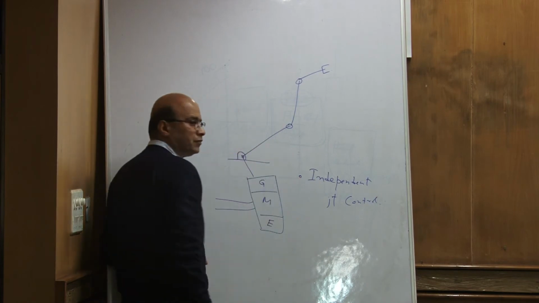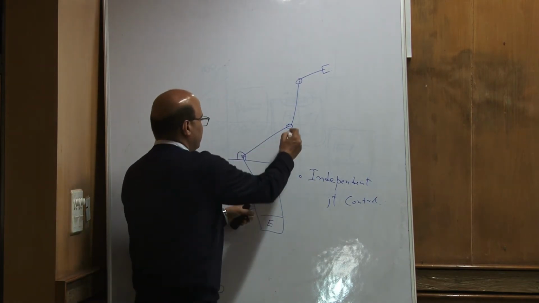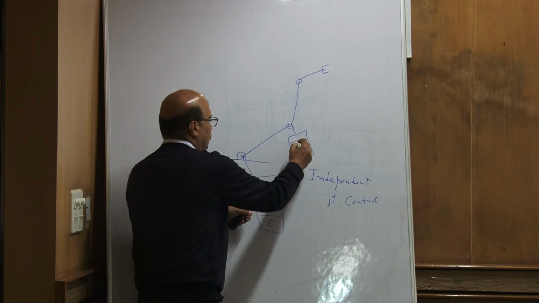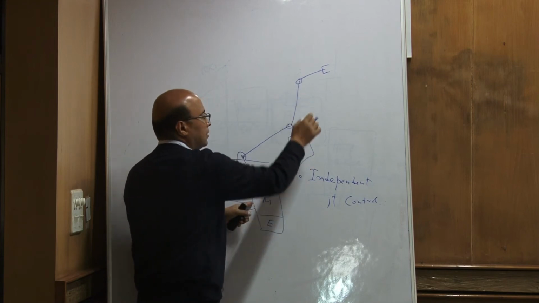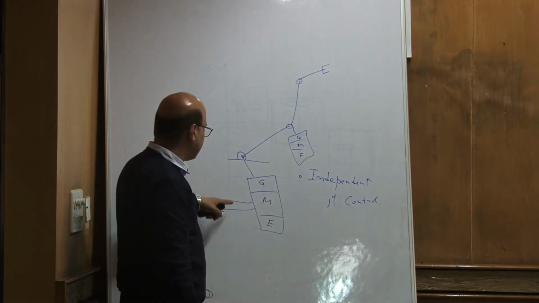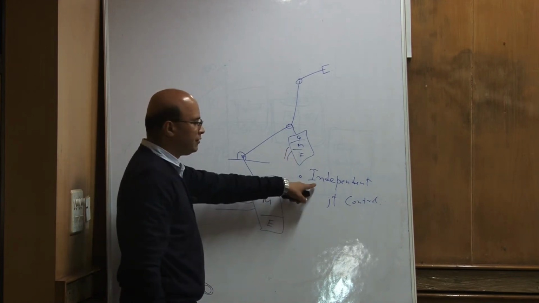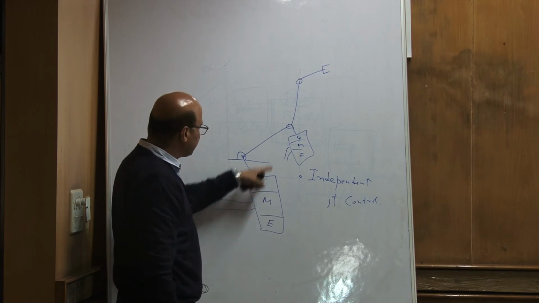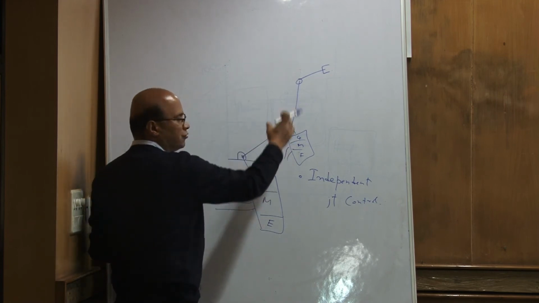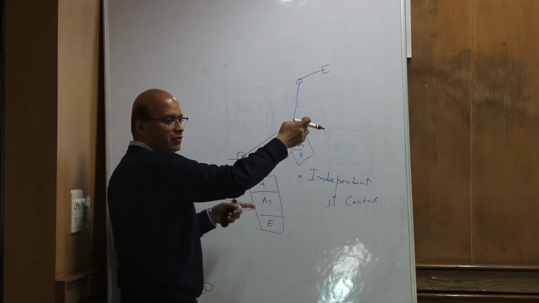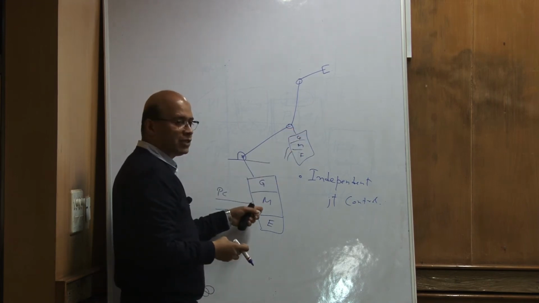So there will be one more here, motor, gear, encoder, and there will be one more there. And this will be connected to a PC or a microcontroller or whatever, and it will be controlled. Now, why is it called independent joint control? Because each of these units is independently controlling one joint. There is no connection between them.